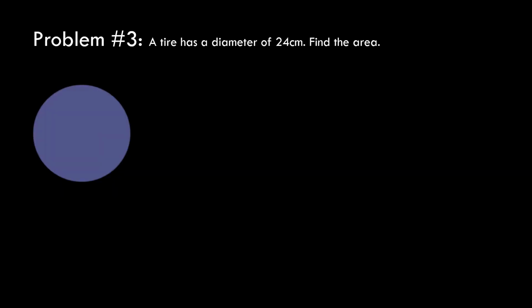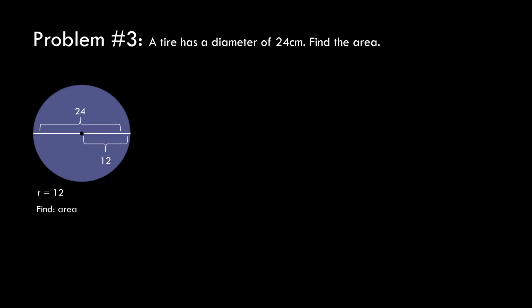So this time we are going to deal with problems that deal with areas. In this problem, a tire has a diameter of 24 centimeters. Find the area. So the given is a diameter of 24 centimeters. So I'm sure you know that a diameter is the longest line that intersects 2 points in a circle. It also intersects the center of the circle. So this is the diameter, which is 24 centimeters. So we need to get the radius, and the radius is basically half of the diameter. So the radius is equal to 12.